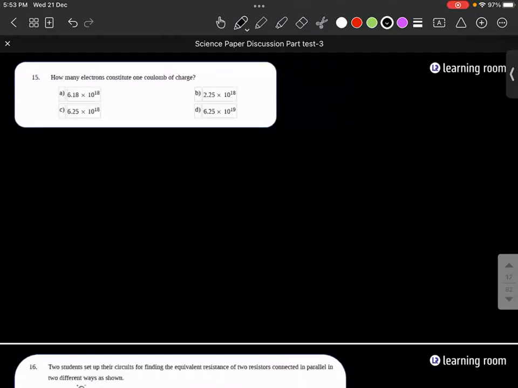How many electrons constitute 1 coulomb of charge? This we have already seen. 6.25 into 10 power 18.